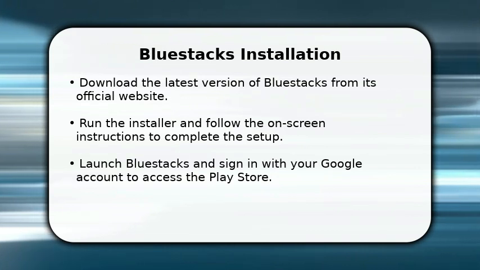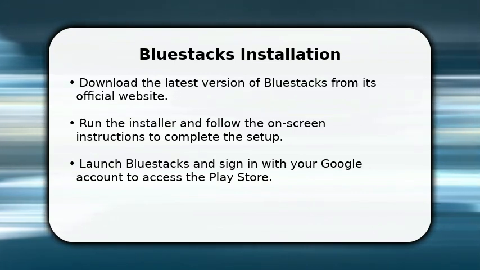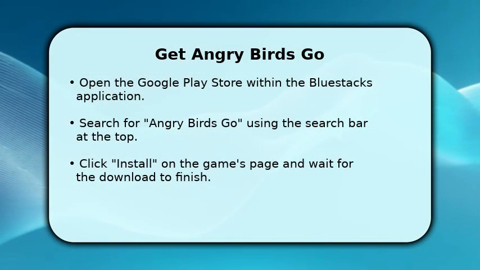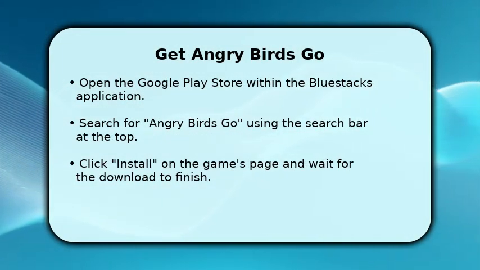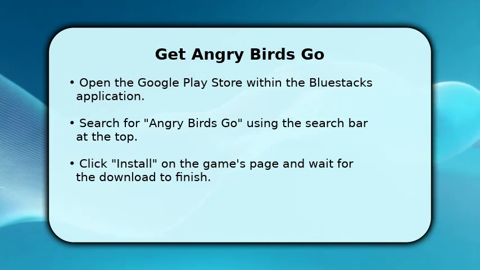Once installed, launch Bluestacks and complete the initial setup, which includes signing in with your Google account. This step is crucial for accessing the Google Play Store and downloading games. Now that Bluestacks is ready, let's get Angry Birds Go. Open the Google Play Store directly within the Bluestacks window.